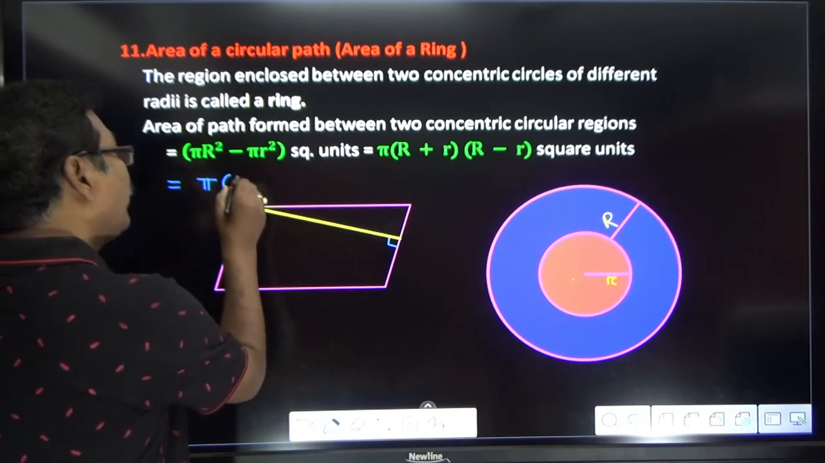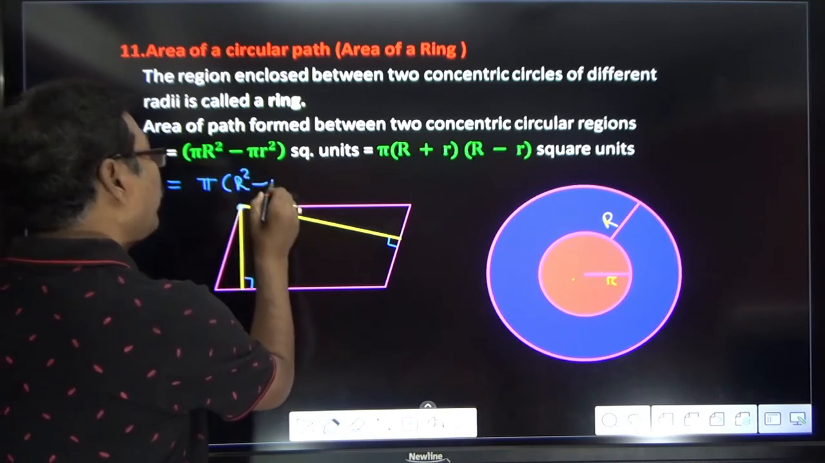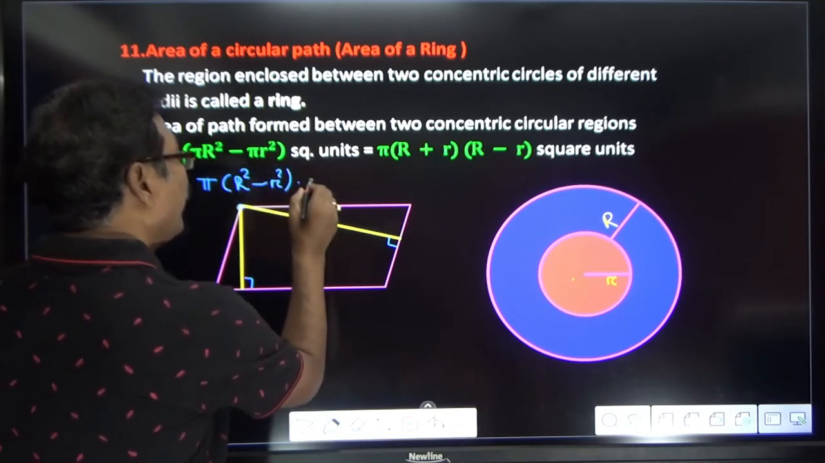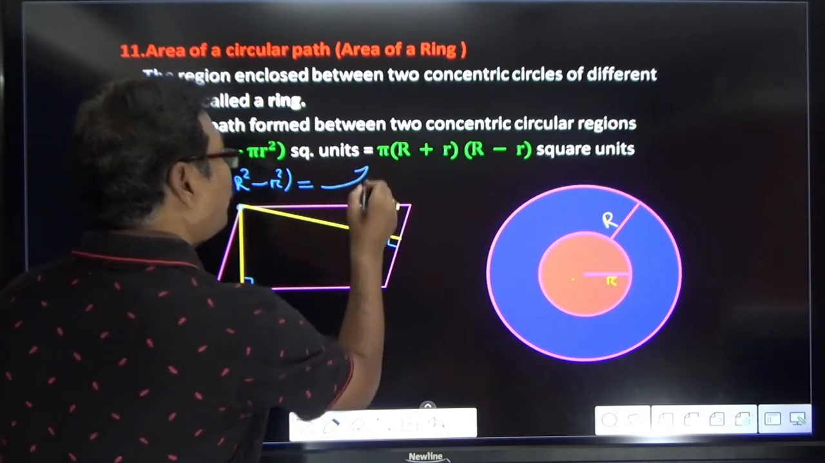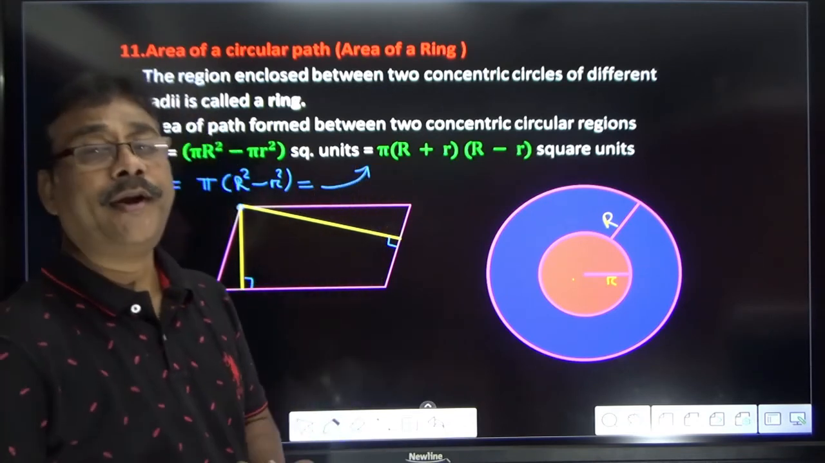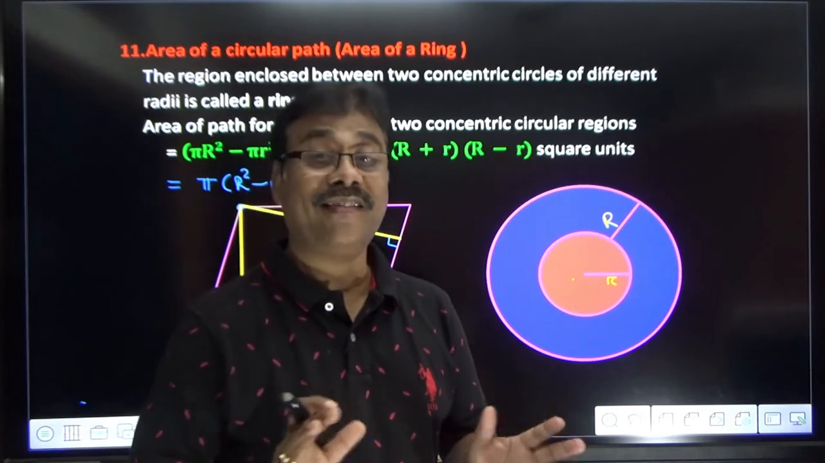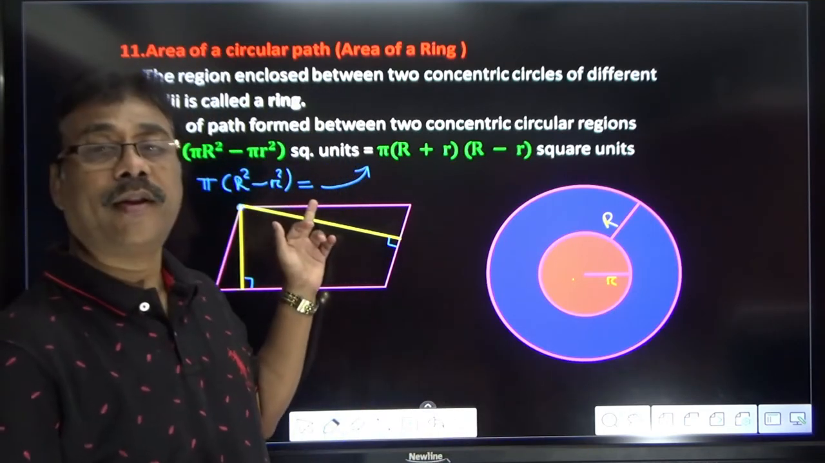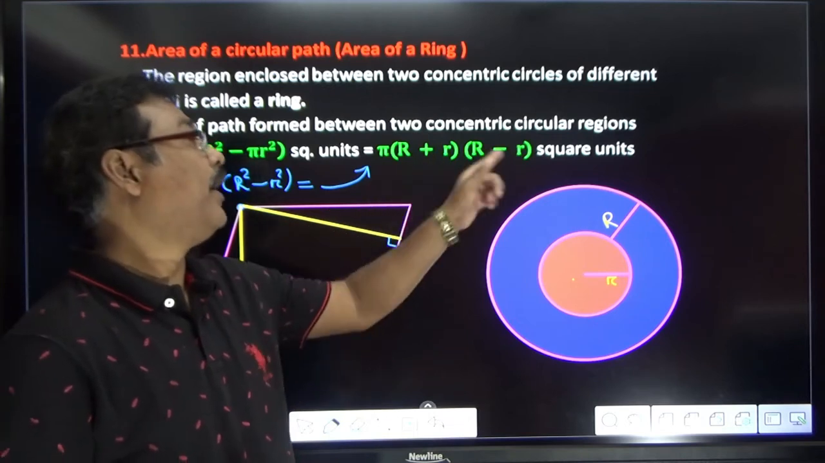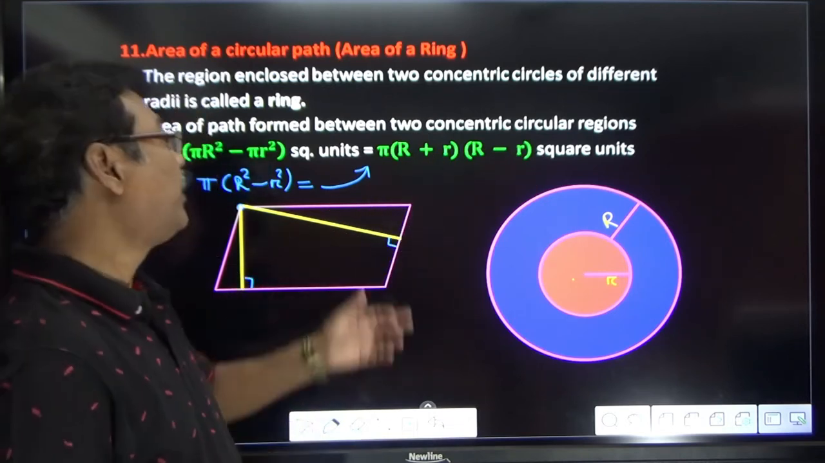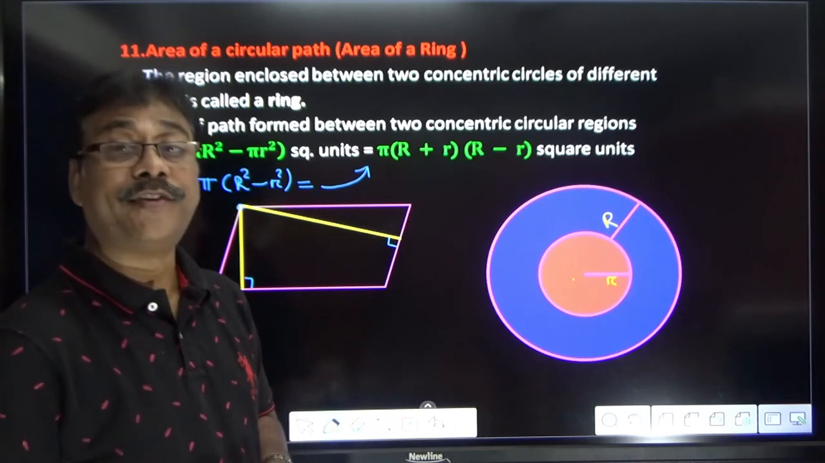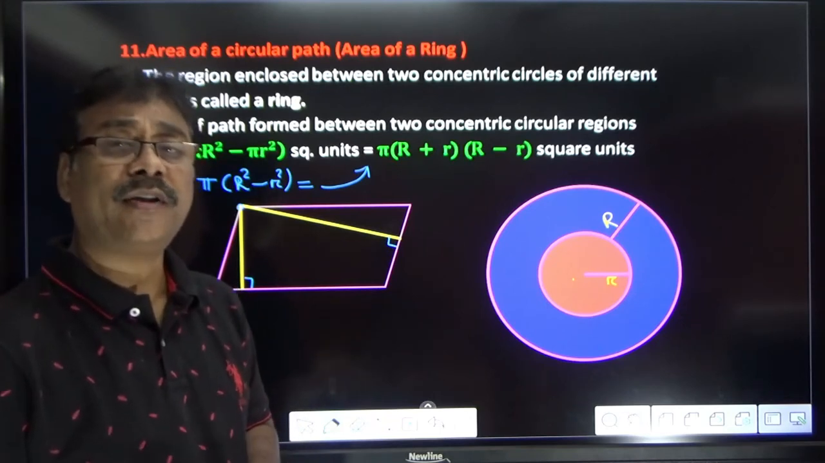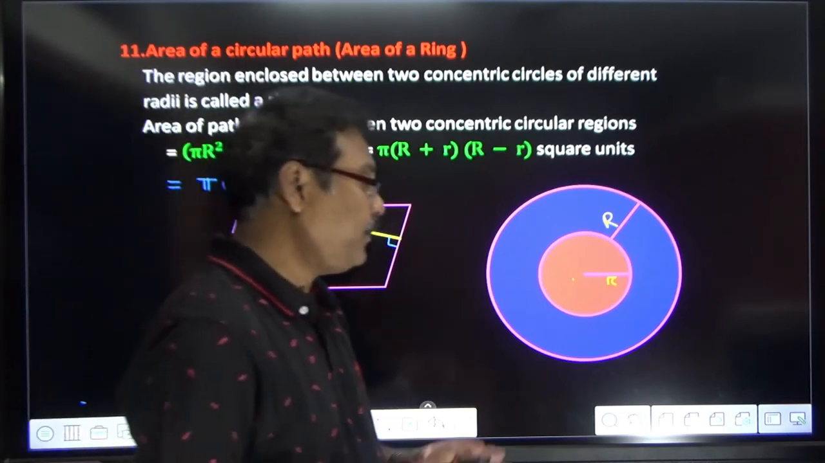I will get capital R square minus small r square. Last chapter you must have seen exponents, indices. In that chapter I told you the formula for capital R square minus small r square, that is R plus r and R minus r. So you got this as the formula of concentric square. Got it? Now these are the formulas.